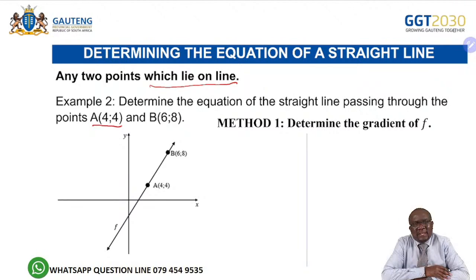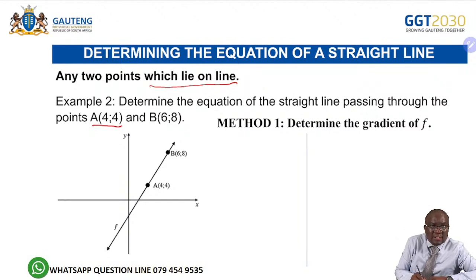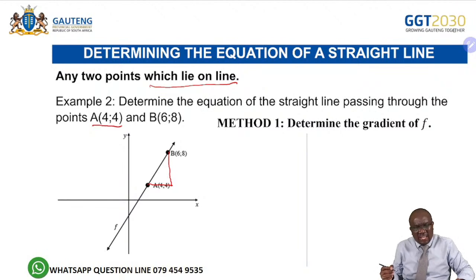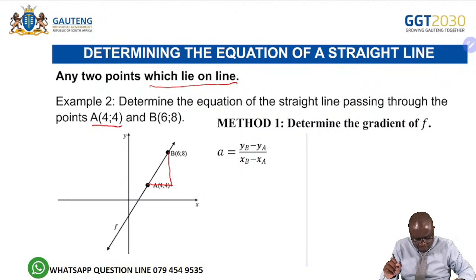So what do we do? Right, we can start by finding the gradient. Do you remember the gradient? Change in y over change in x. So here I can draw this maybe to remind you. Our y changed from 4 to 8, and then our x changed from 4 to 6. You see that? So how do we get the gradient? We have the gradient formula, which is like this: y_B, which is 8, minus y_A, which is 4, over x_B, which is 6, minus x_A, which is 4.